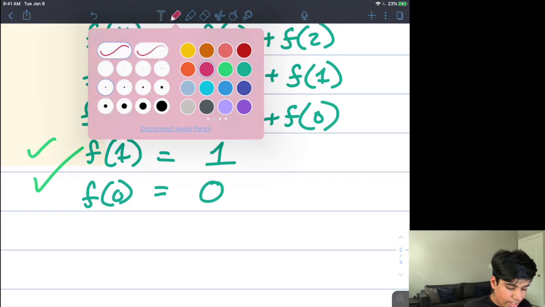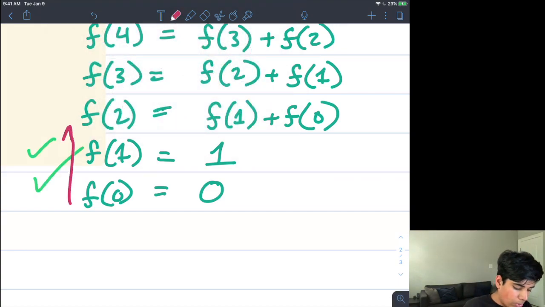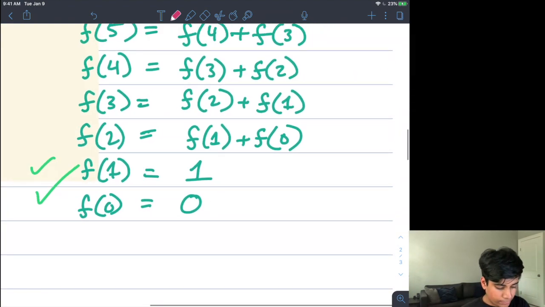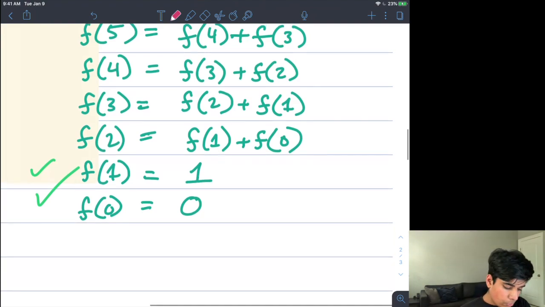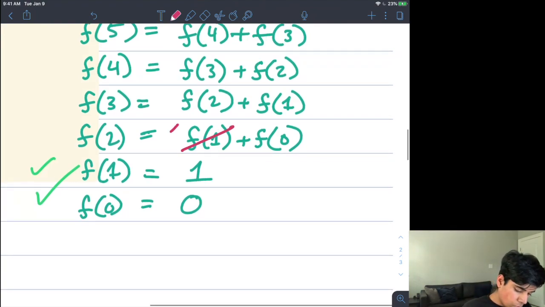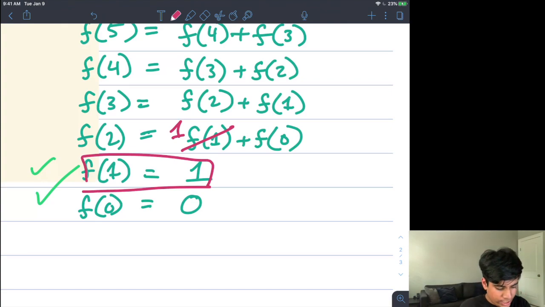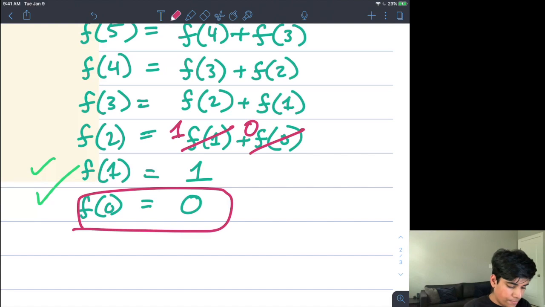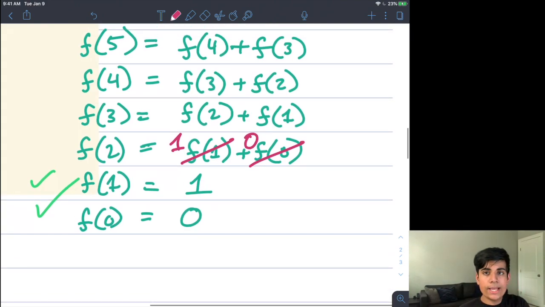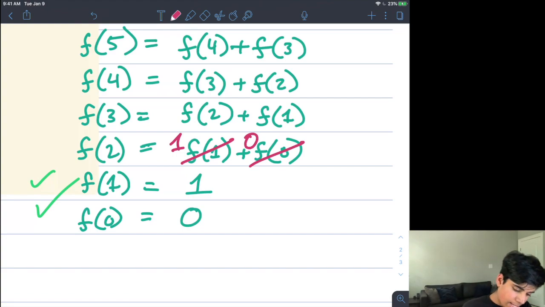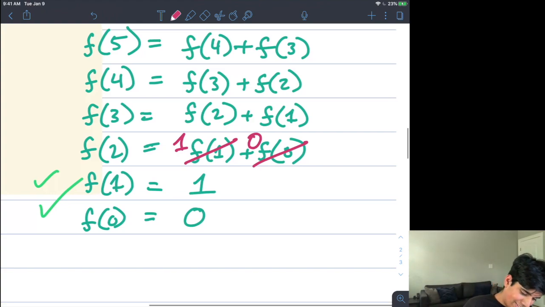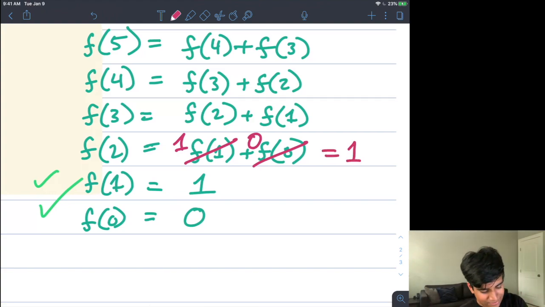These values are actually already solved for, which means that I can move up all the way to this one that is unsolved. And it says that f2 is equal to f1 plus f0. Well, we know that f1 is equal to 1 because that is what it says right over here. And we know that f0 is equal to 0 because we solved for that down here. So we can say that f2 is equal to 1 plus 0. And 1 plus 0 is 1, right? Not 10, it's 1. 1 right over here, okay?